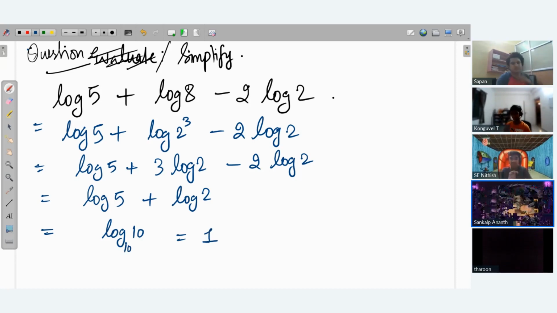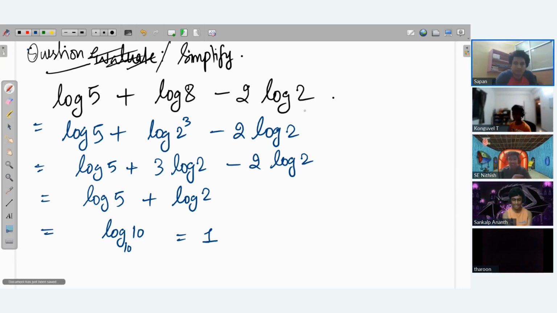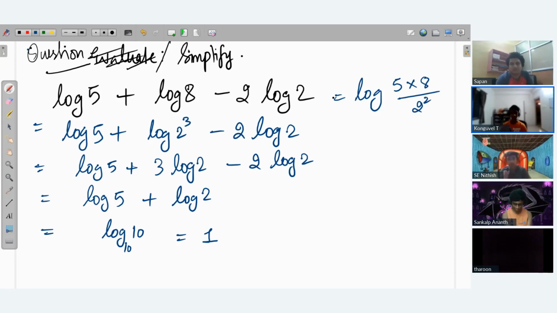Sir, but you have to do it even simpler. Either way you can do that: addition first, then subtraction. You can also directly write this as log 5 into 8 divided by 2 square. That's what I did, sir. I used the first law and I got log 10 to the base 10 as log 40, sir.